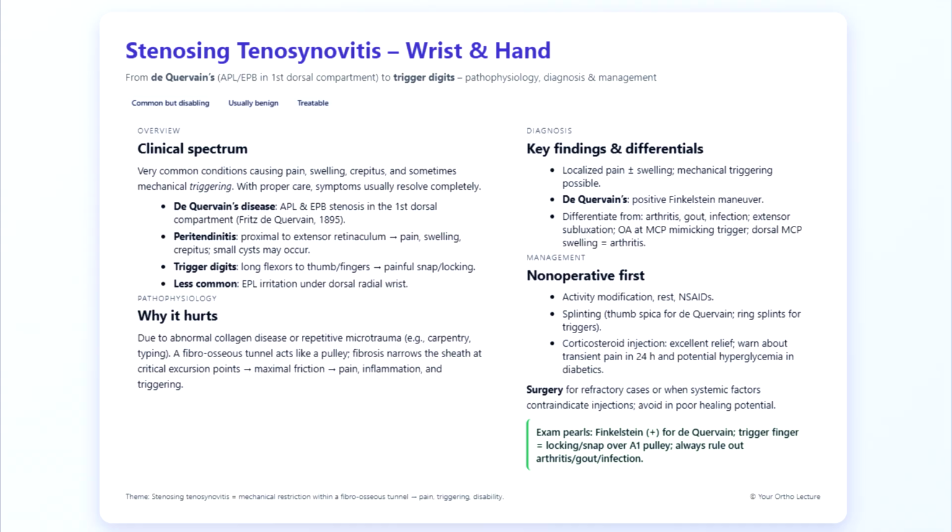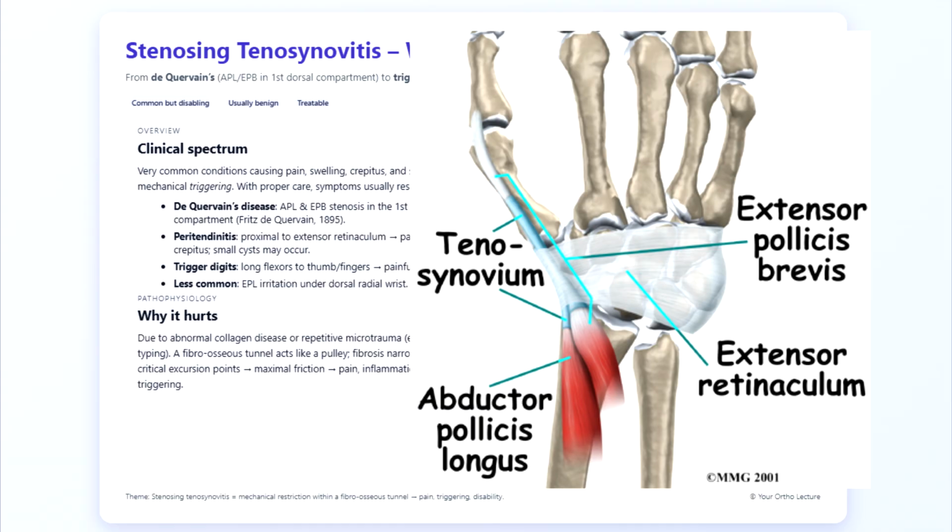When we look at the flexor side, the long flexor tendons to the thumb and fingers are commonly affected. These cases present as trigger digits, in which patients describe a painful snapping sensation or even locking when trying to flex or extend the finger. Less commonly, the extensor pollicis longus tendon may be affected as it passes beneath the dorsal radial wrist.